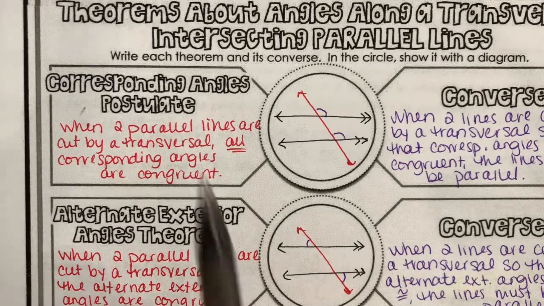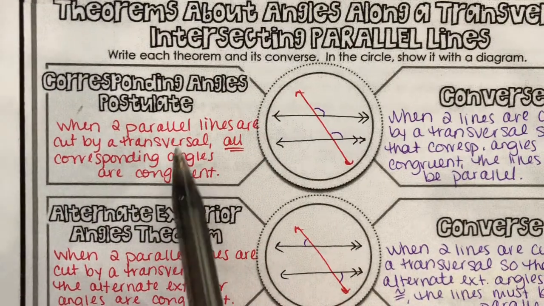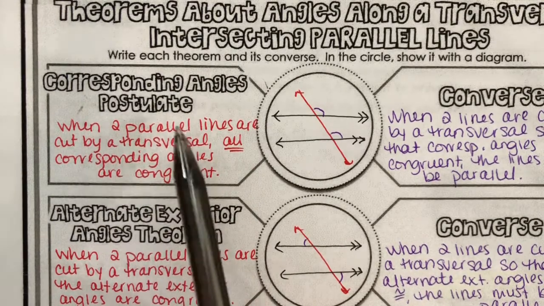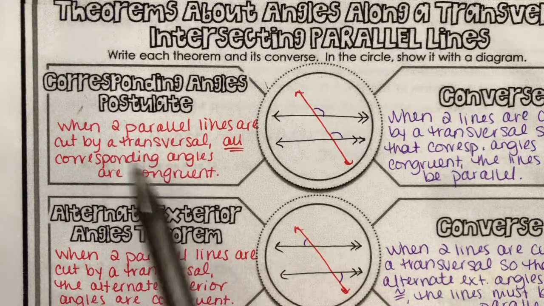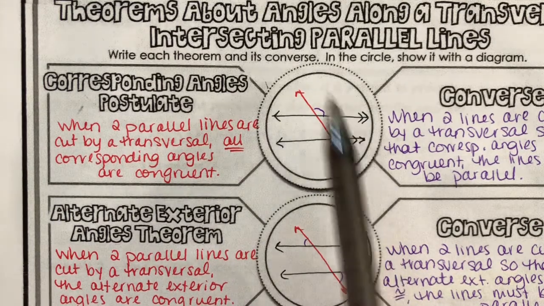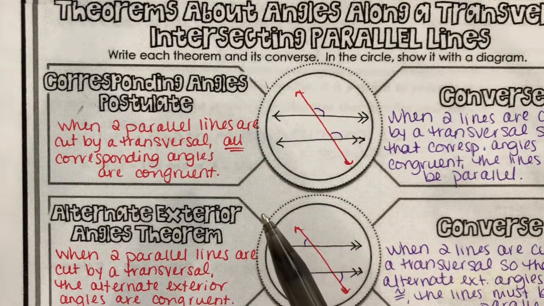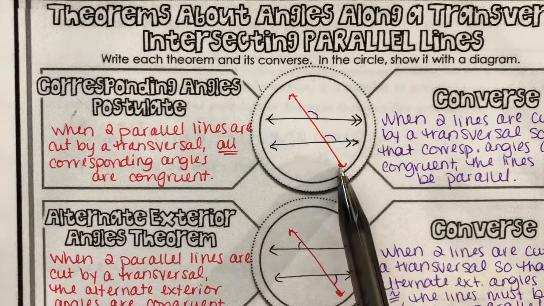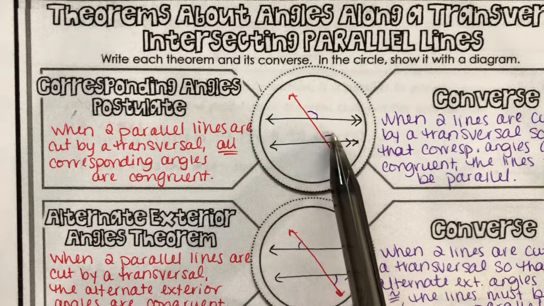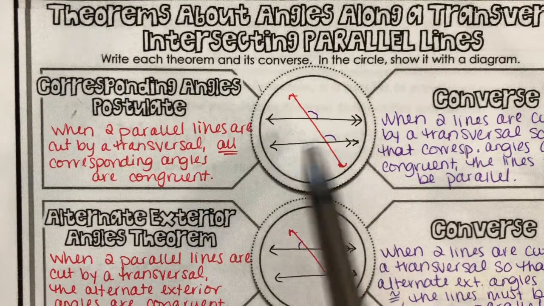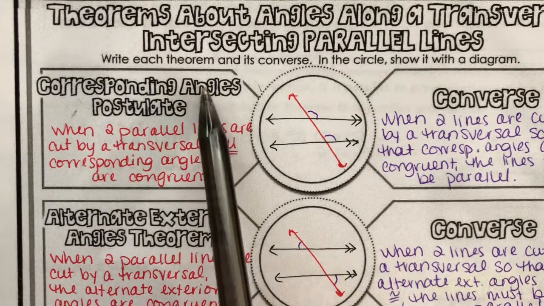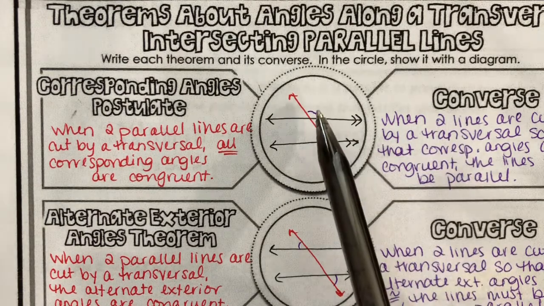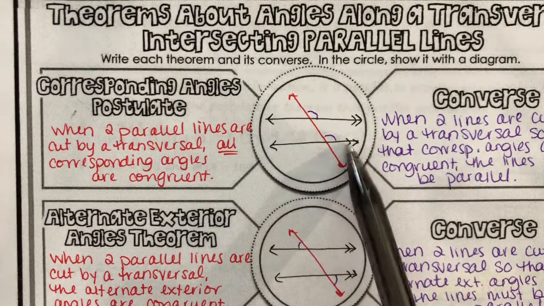Okay, so on the left-hand side here, we had our postulates. For example, we had the corresponding angles postulate. When two parallel lines are cut by a transversal, the corresponding angles are congruent. The converse said that if we have two lines cut by a transversal and we know the angles are congruent, then we know these two lines must be parallel. So this side says we know the lines are parallel, so the angles must be congruent. The converse says we know the angles are congruent, so that means the lines must be parallel.